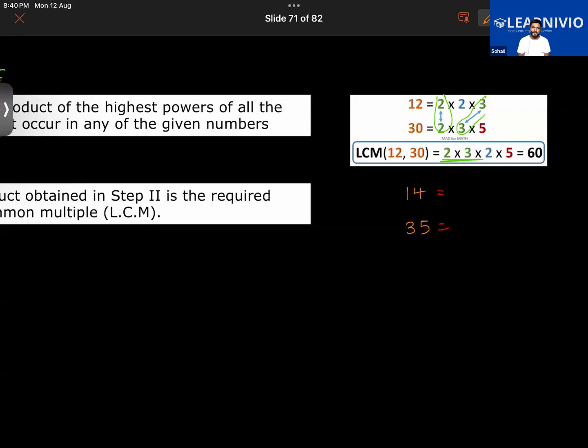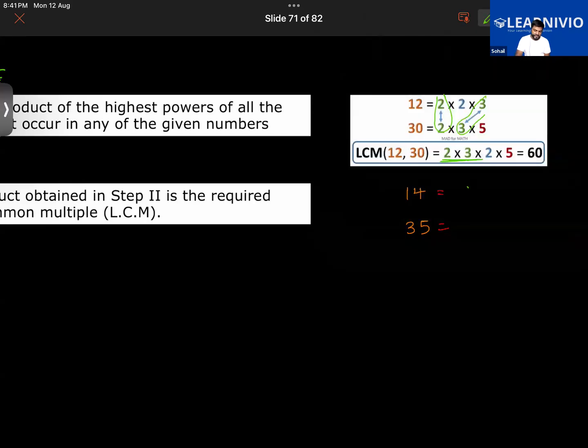I got the answer. Yeah, what is the answer? LCM 70. 70. Okay. What about you, Sumaya? Yes, Sumaya, I'm waiting for your response. What answer have you got? Are you still solving it?